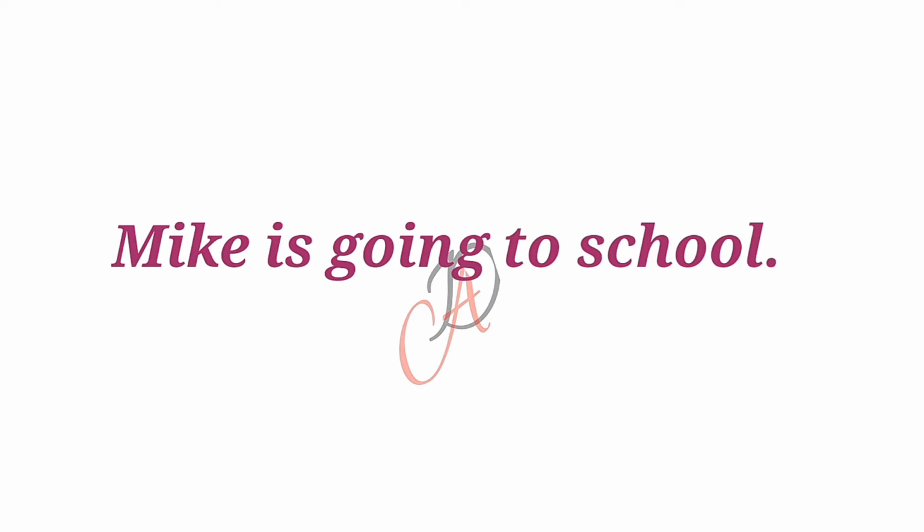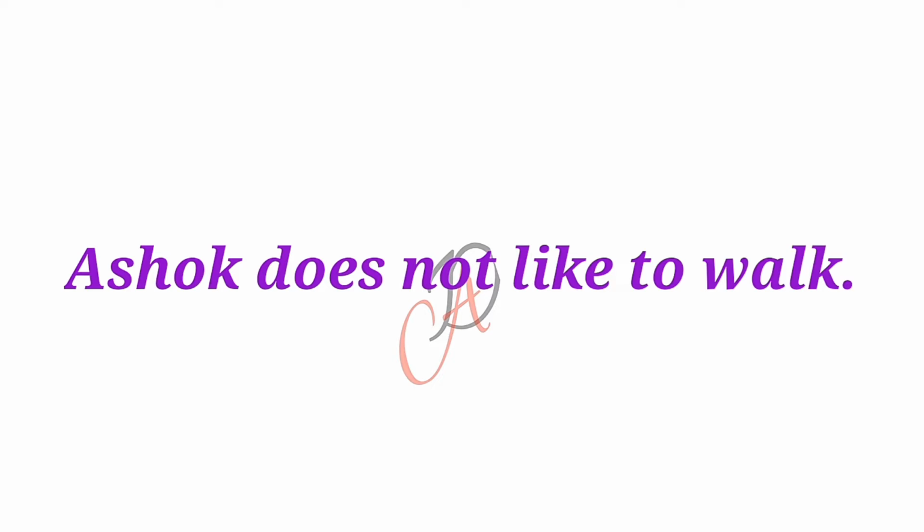The third example: Ashok does not like to walk. Here, does not like are the verbs and this shows a negative action. Let's move on to the last example: Priya is a good girl. In the given example, is is a verb and this example shows a state of being.